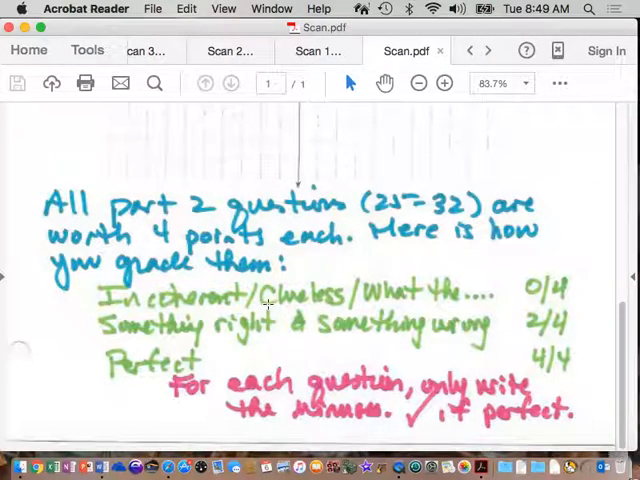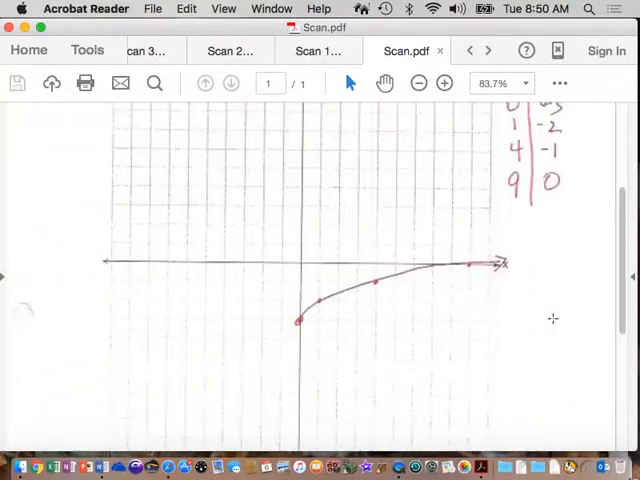So now with the way we grade, it's a little bit different, because on the real regions, these are worth 2, but I'm just doubling everything. Incoherent, clueless, or what the? 0 out of 4. Perfect, 4 out of 4. If there's anything right, but it's not perfect, it's 2 out of 4. If there's anything wrong, it could be the slightest little picky detail, but it's not perfect, it's 2 out of 4. Okay? So any way you want to slice it.